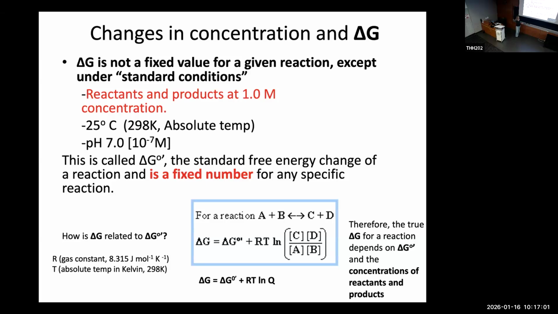Sometimes you'll see this represented as just Q. Sometimes you'll see it written like this in a simpler way, but this is actually telling you what you have to plug in to find out what Q is.